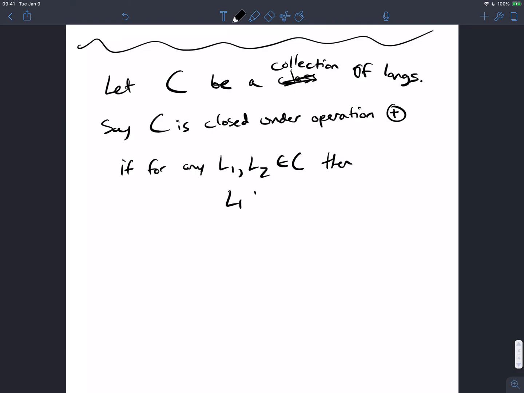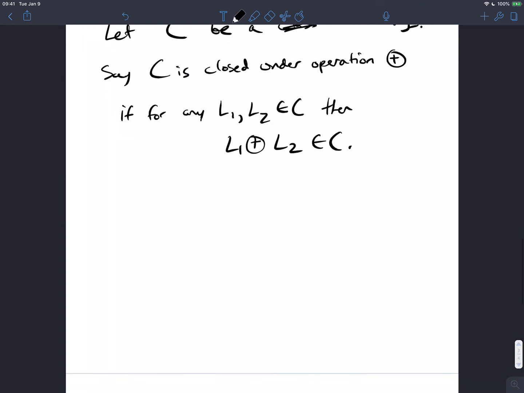Then L1 union L2 is also in C. So if we can show that decidable languages are closed under union, let's say, then if you pick any two decidable languages you like, form their union, that's also decidable. For intersection, form their intersection, then that must also be decidable. So what we will show is precisely that.